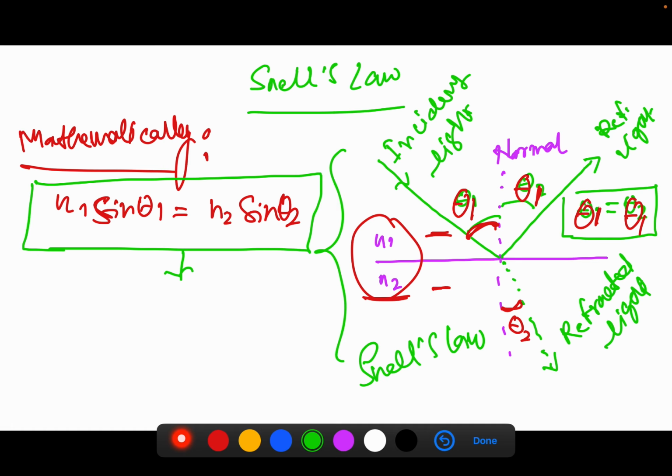Now Snell's law in the case of optical fiber basically determines whether the light is refracted into the fiber core or reflected away. Now for that we also need to learn about something called numerical aperture. So that we will discuss later.